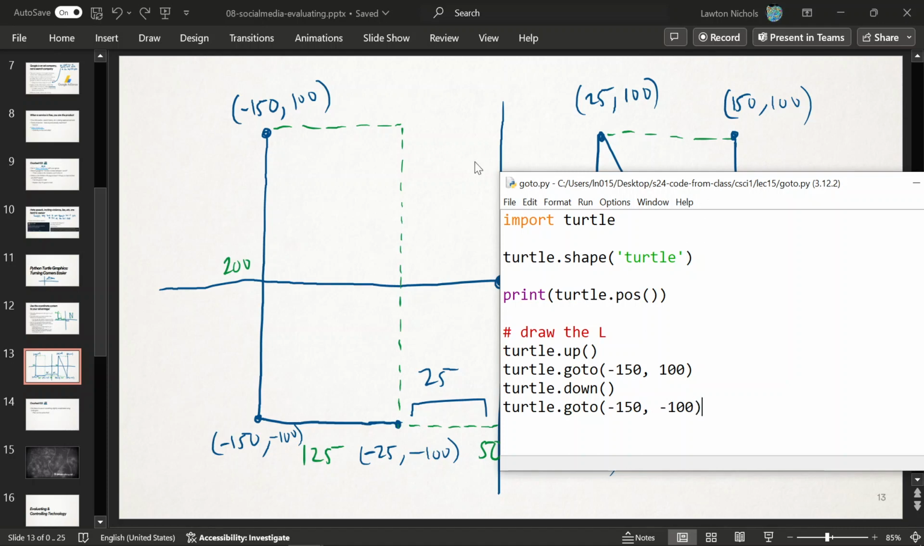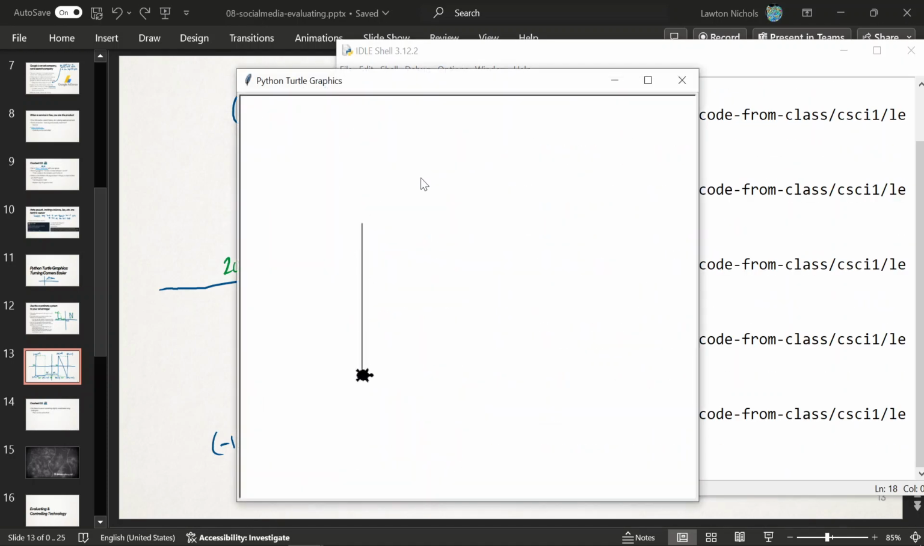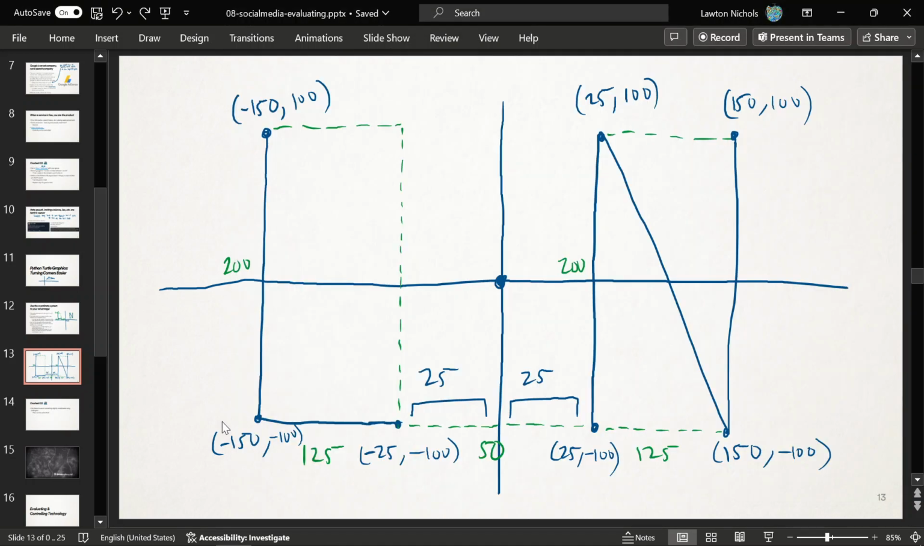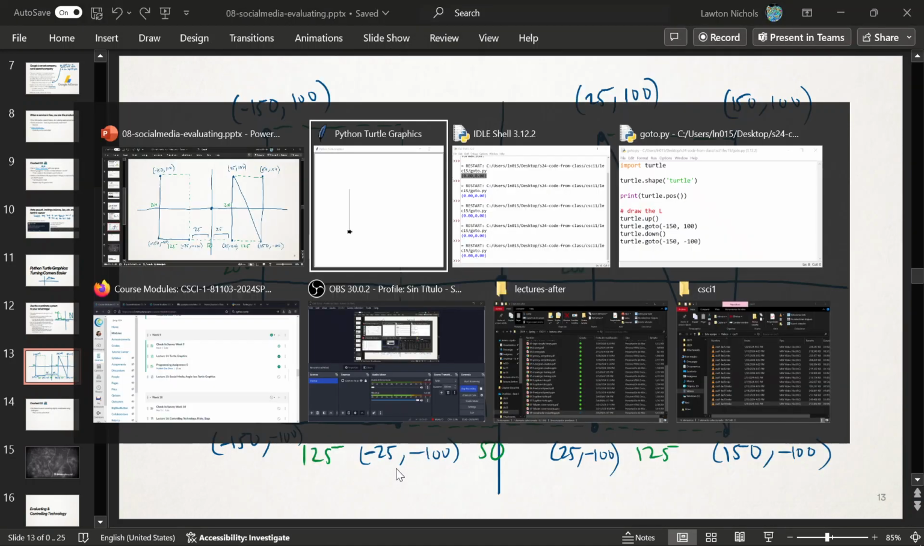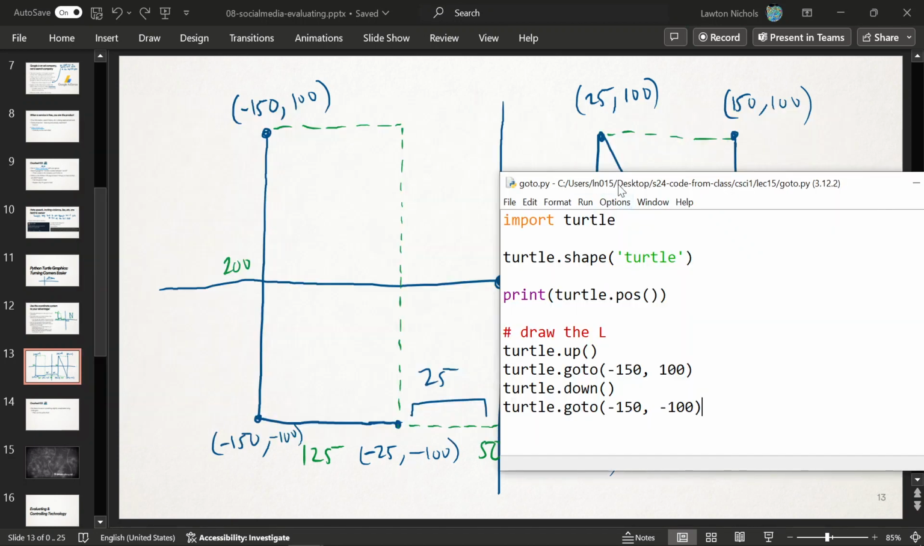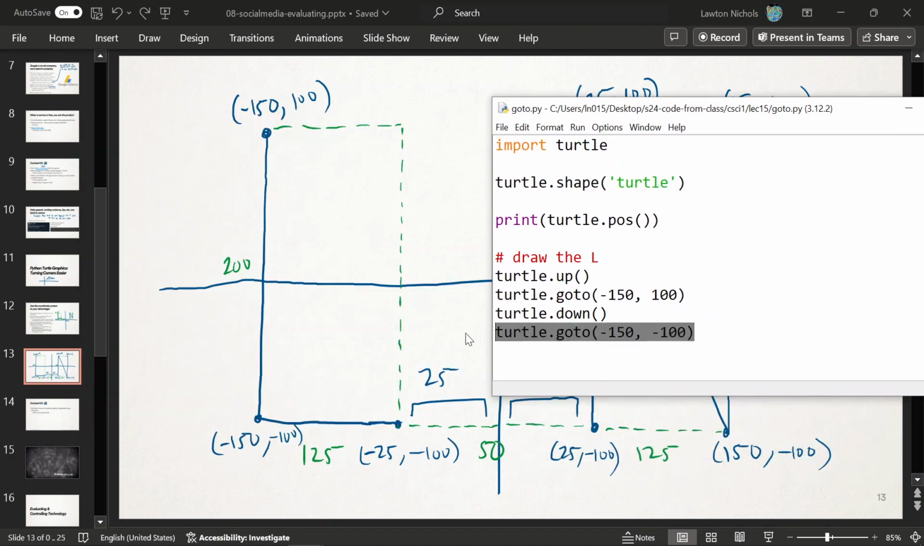And that will draw the right side, or that part of the L, left side, I guess. And then he's ready to go to the next one. Go to negative 25, negative 100. So it's very simple now that we've planned out the coordinates.